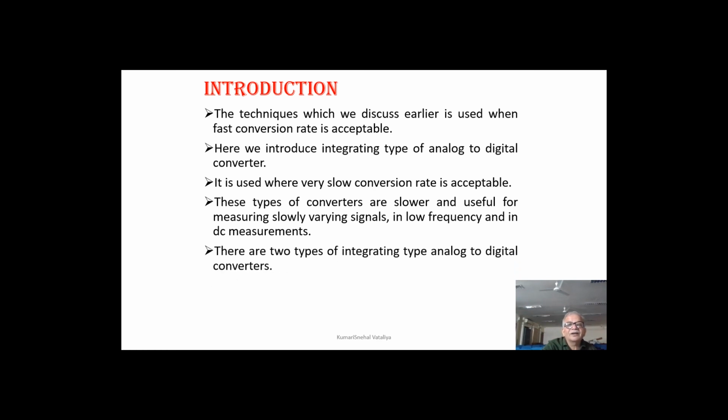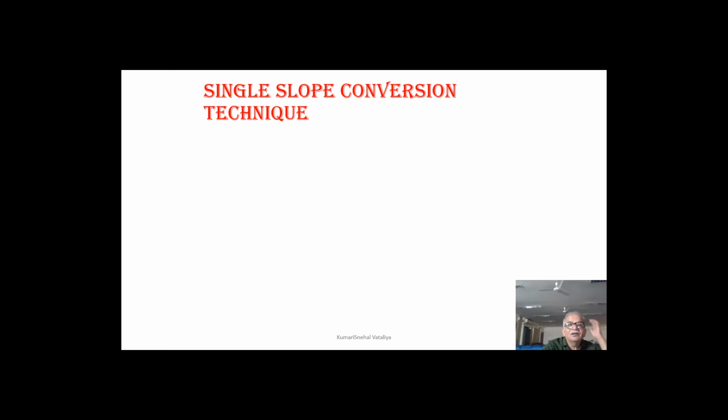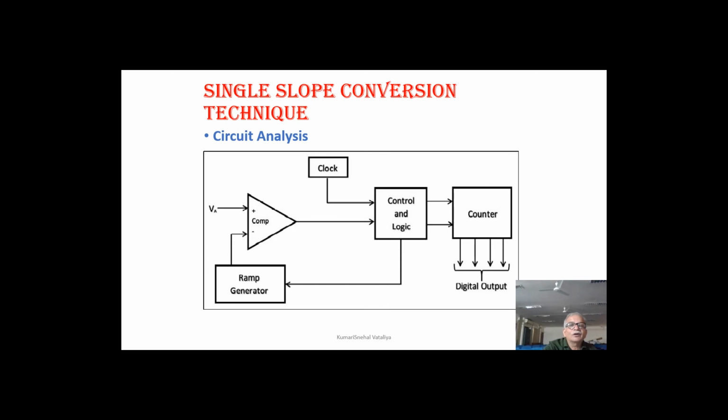There are two types of integrating type analog to digital converters: the single slope technique and the dual slope technique. Generally, single slope is only for analysis and also for academic interest. A comparator is there, there is an analog input voltage, and as usual there is a gate control and logic circuit. Clock pulses, square pulses, are applied to this control and logic circuit. Either the clock is allowed to reach the counter or stopped from reaching the counter by this logic circuit, and the counter output is finally the digital output available.